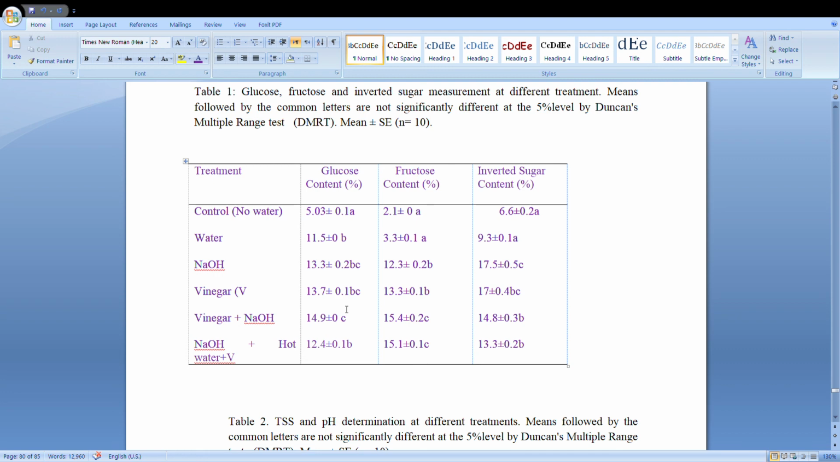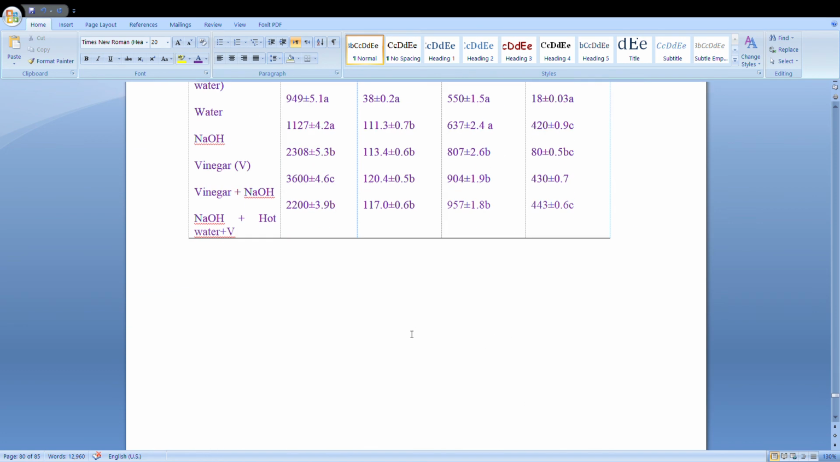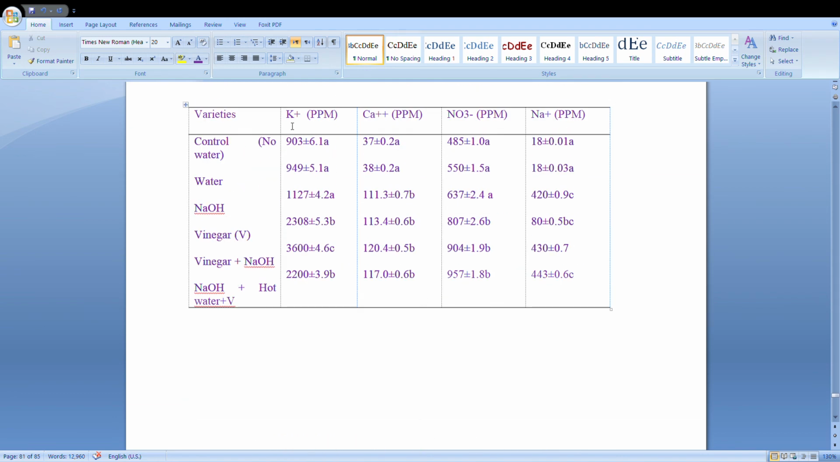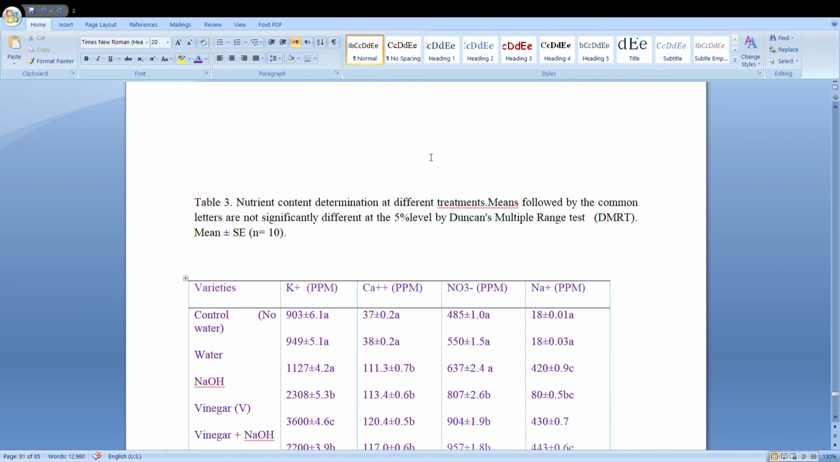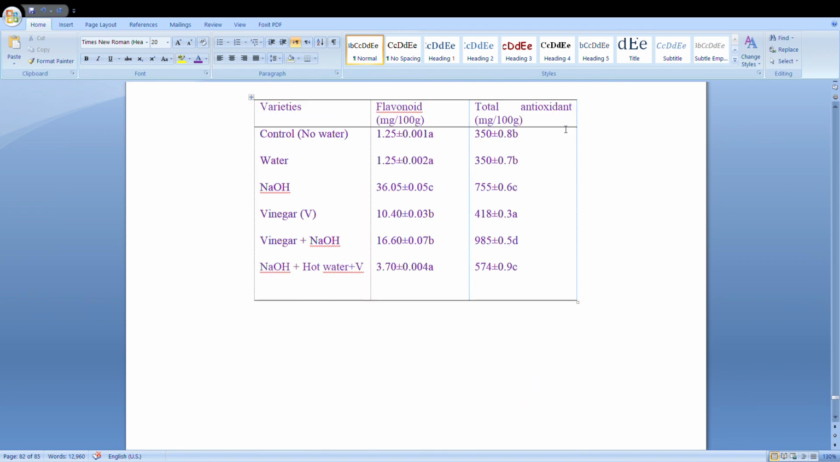So you can see here all treated fruits have higher carbohydrate contents than the control. Here also it is higher in all the treated fruits than the control. And also different types of flavonoid and total antioxidant. Here are different types of minerals: potassium, calcium, nitrate, sodium, and here different pH and TSS. Here we can see flavonoid and total antioxidant, and the control is higher in sodium hydroxide, vinegar, and then other contents.